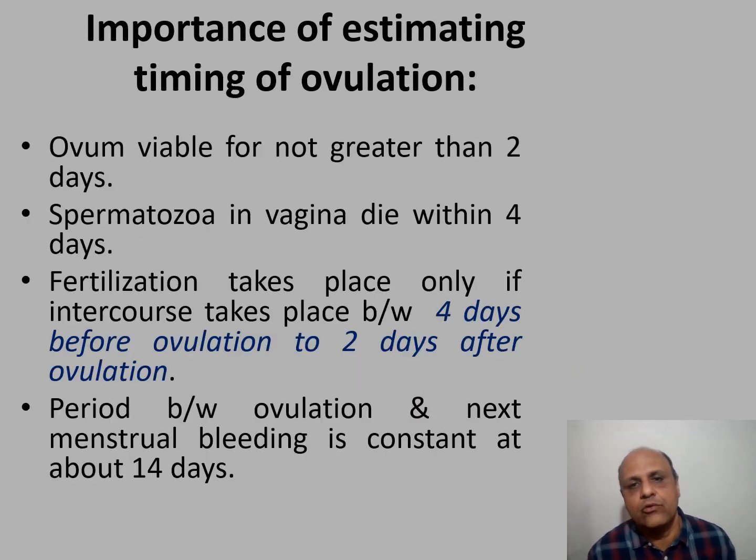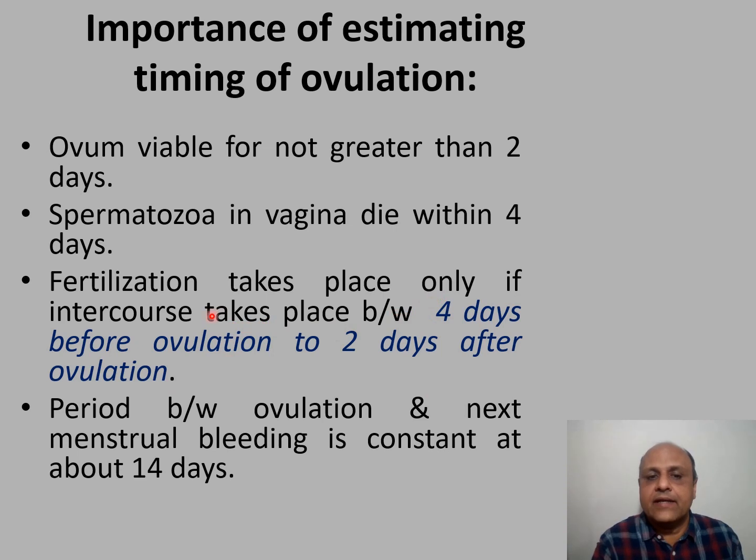Now, why do we need to know the timing of ovulation? This is important for cases of infertility or when a couple wants to plan a pregnancy. See, the ovum is viable for not greater than 2 days, while the spermatozoa in the vagina die within 4 days. So there is a very limited period where if intercourse takes place, that is, if intercourse takes place between 4 days before ovulation to 2 days after ovulation.